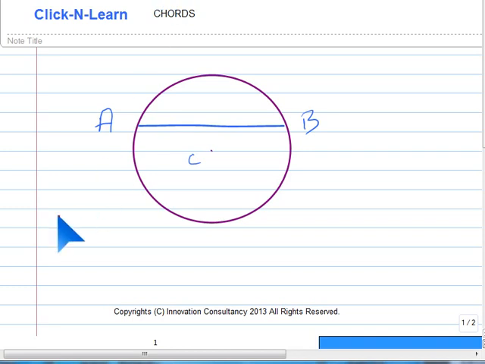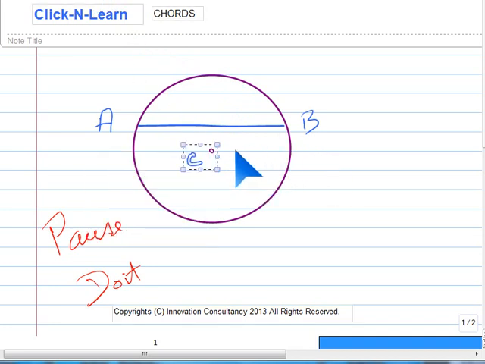Remember, pause the video and do it. What is the measure of the major arc? Here is a minor arc, AB, that divides the circle into this arc and a major arc. This is the center. Pause it and do the exercise. Have you done so? Great.